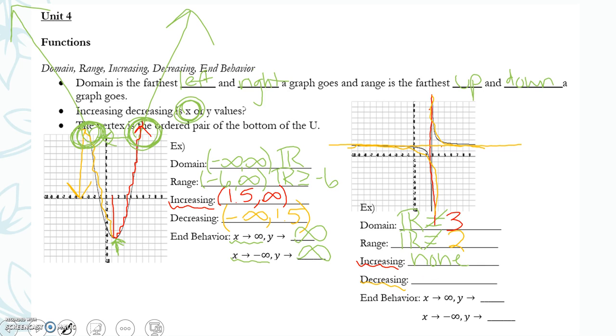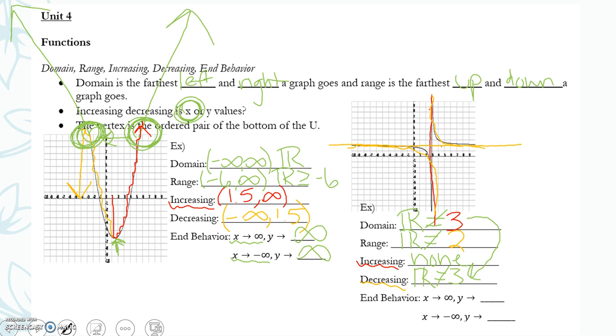And then for decreasing, if it's only going up or only going down, since increasing and decreasing is only x values, that means the little trick is that you're only just going to copy the domain down, because domain is x values.